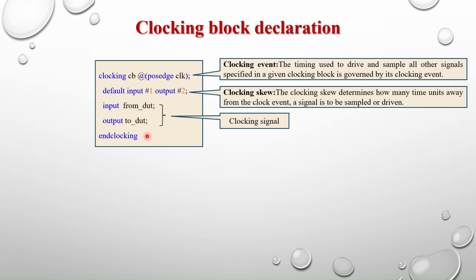And what are the outputs of the test bench? To the DUT, whatever the inputs are, those signals are output for the test bench, right? That's why output to DUT. Just for understanding purposes, I have written like this. This is nothing but all the clocking signals are with respect to the test bench, not with respect to the DUT. I'm only telling the direction, and the timing requirements are also related to the test bench signals. So this is how we have to write the clocking block.